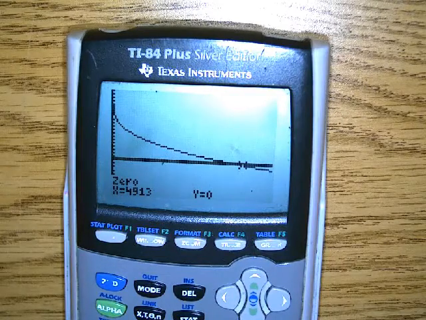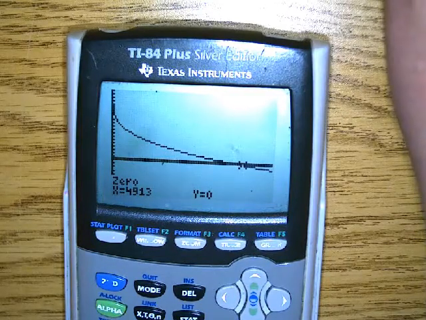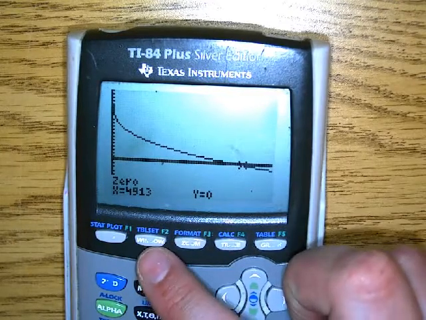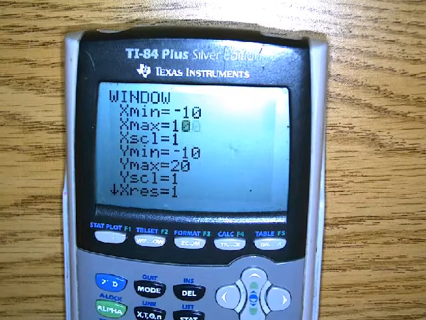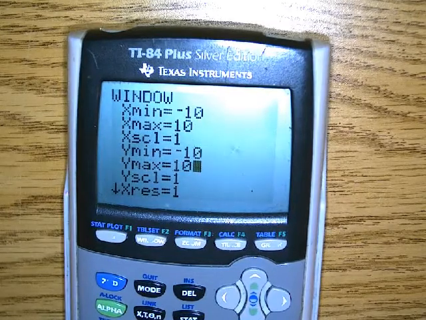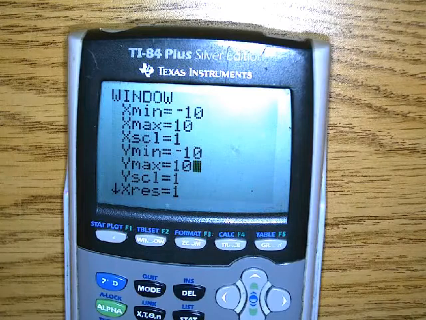So, okay. And you can take the window and put it back to normal by typing -10, 10, -10, 10, or you can do second plus 712 and just clear your calculator and get it back to normal that way.